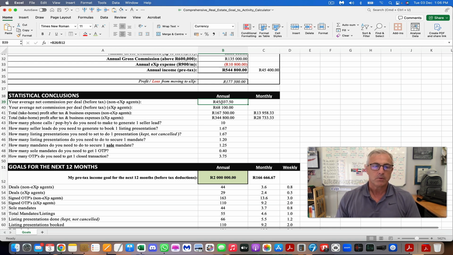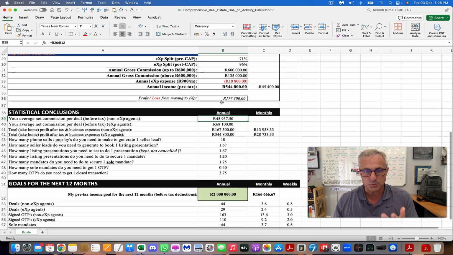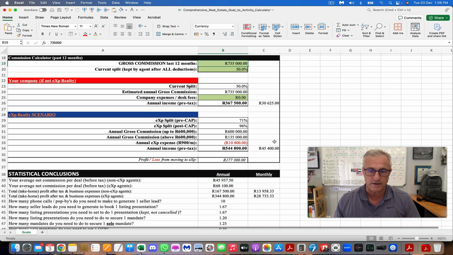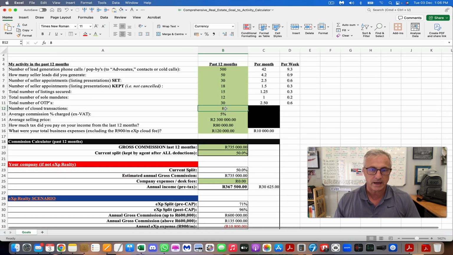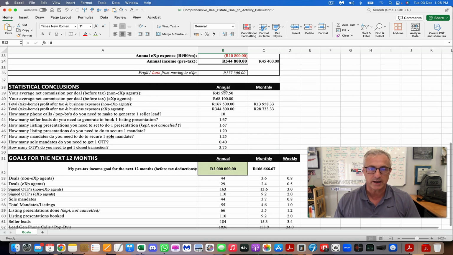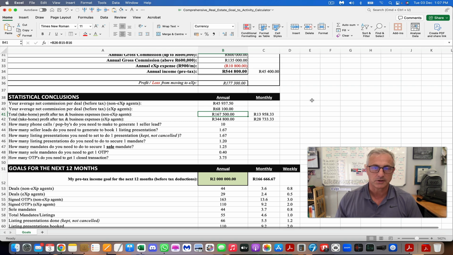So as a non-EXP agent, this person doing 735,000 Rand gross commission, and they've done 8 deals, it works out as an average of 45,000 or 46,000 Rand net commission per deal. If you're an EXP agent, that would have been 68,000 Rand net commission per deal. Your annual take-home profit is going to be 167,000 Rand. That doesn't sound so good, your take-home.